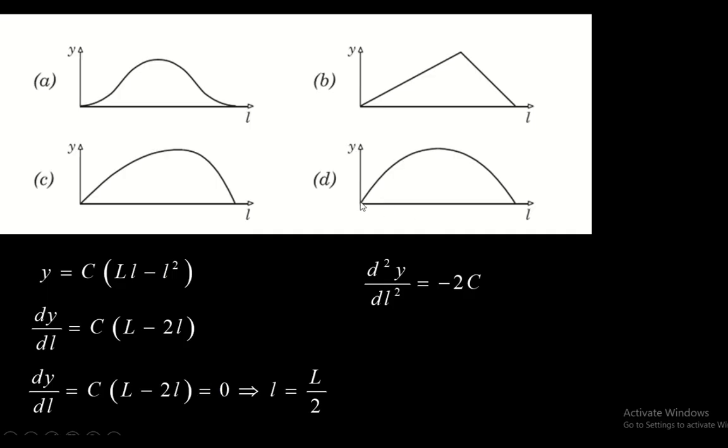It is y equal to 0 at l equal to 0. It is again 0 at l equal to capital L, and somewhere in between it becomes maximum, that is at l equal to L by 2. So option D is correct.